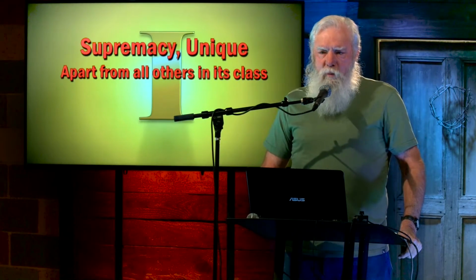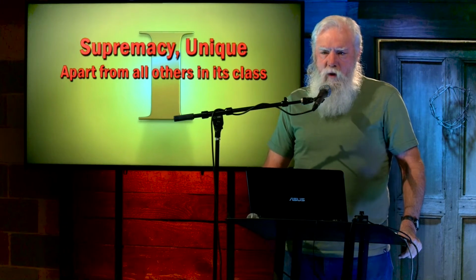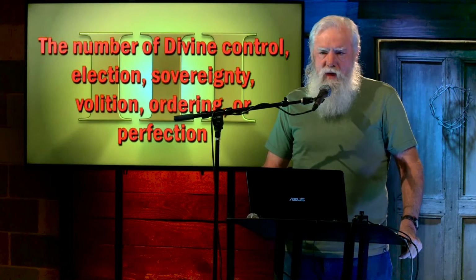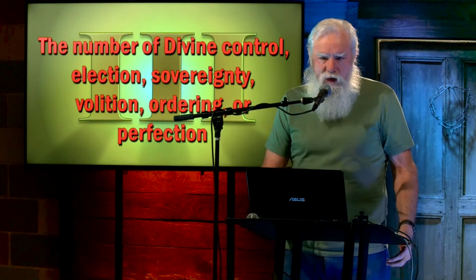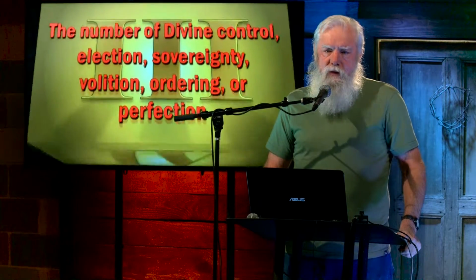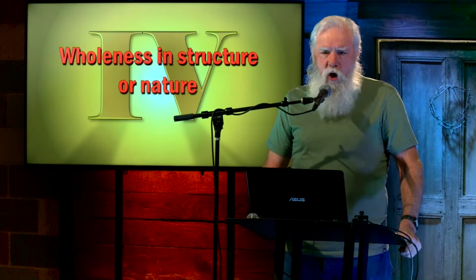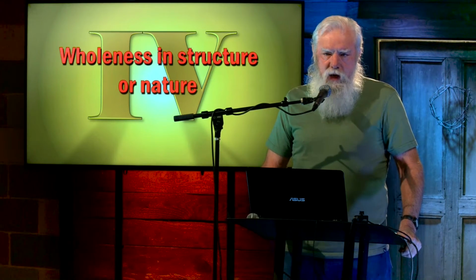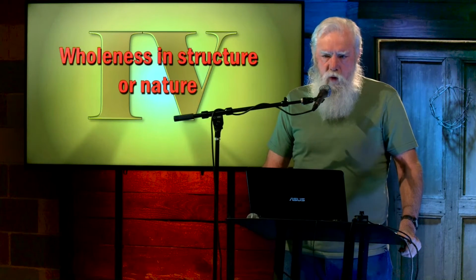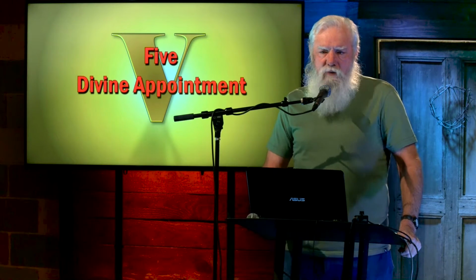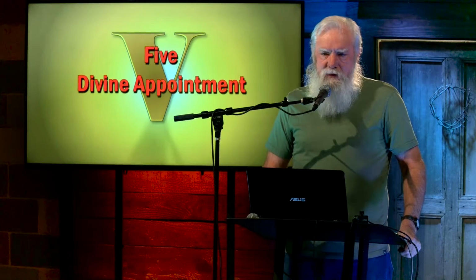We've covered 1, supremacy, or that which is unique apart from all others. 2 is the number of division in the Bible. 3 in the Bible is the number of divine control, election, sovereignty, ordering, or perfection. 4 is the number of wholeness in structure or nature, like the 4 legs on an animal, or the 4 corners of the world, 4 parts of a building, a square with 4 corners. 5 is the number of divine appointment.